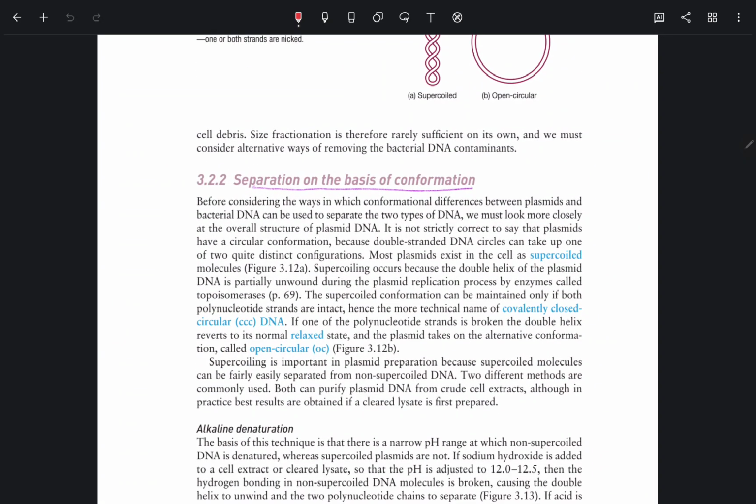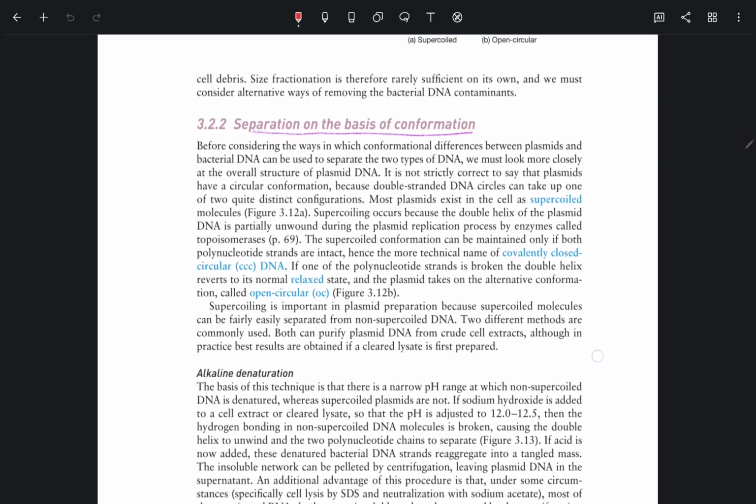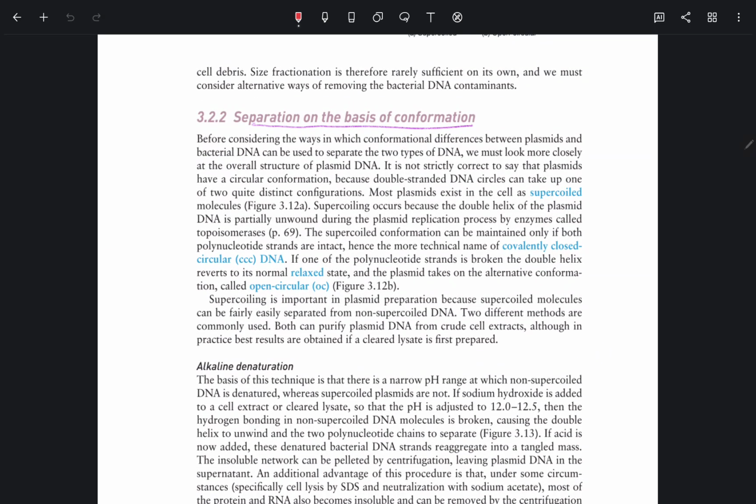Separation on the basis of conformation. Before considering the way in which conformational difference between plasmid and bacterial DNA can be used to separate the two types of DNA, it is not strictly correct to say that plasmids have circular conformation, because double stranded DNA circles can take up one of two quite distinct configurations. Most plasmids exist in the cell as supercoiled molecules.